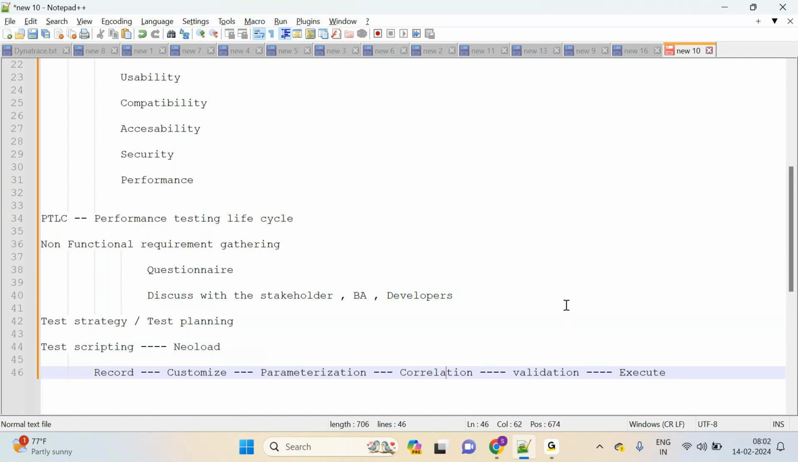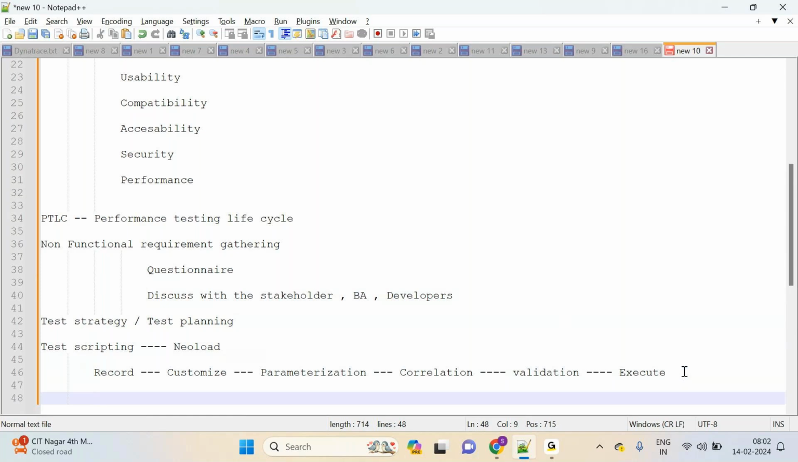Locally you are doing the recording, customization, parameterization, correlation, validation, and then you will execute locally to check whether our application, or our script, is working fine without any error. This is all we are going to do in the scripting phase.